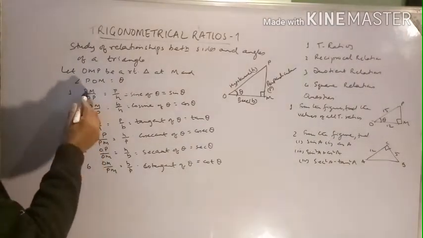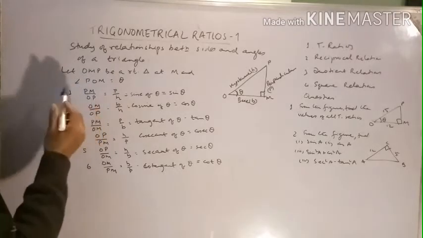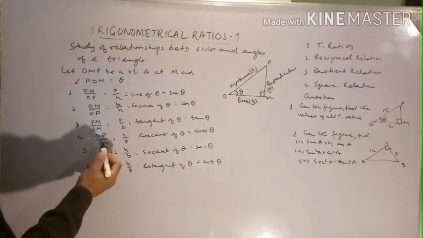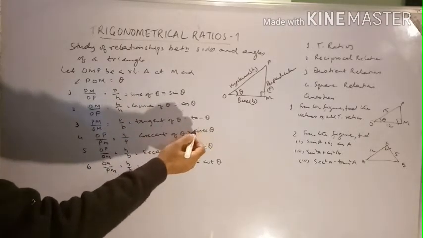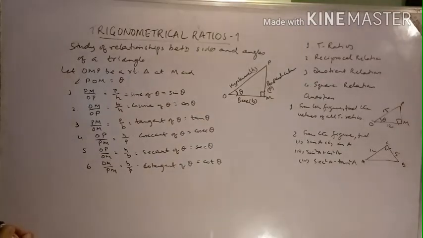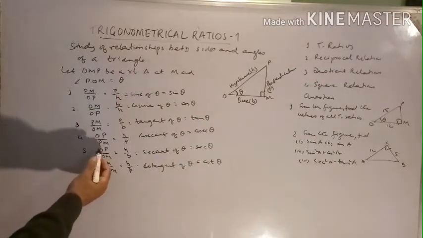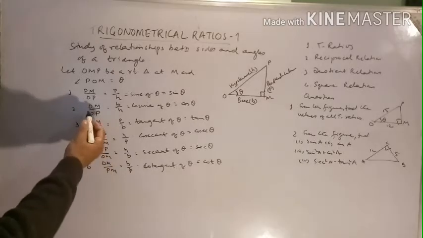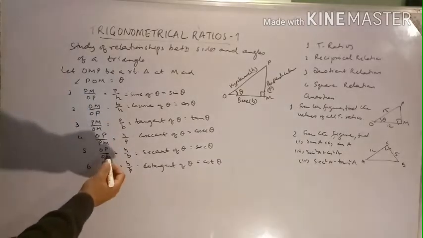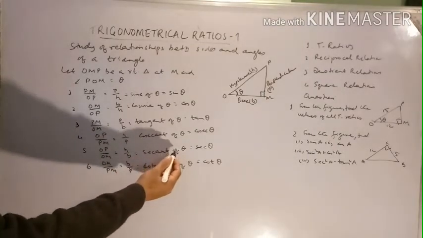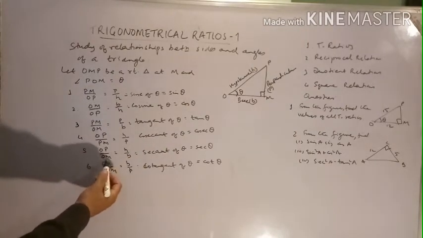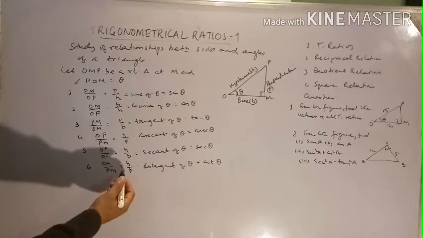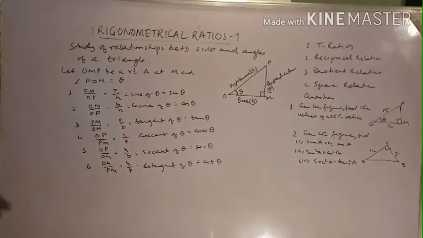Now the reciprocal of PM by OP will be OP by PM, that is H by P, called cosecant of theta, cosec theta. The next ratio OP by OM, the reciprocal of OM by OP, is called secant of theta, sec theta. The last ratio OM by PM, that is B by P, ratio of base to perpendicular, is called cotangent of theta, in short cot theta.